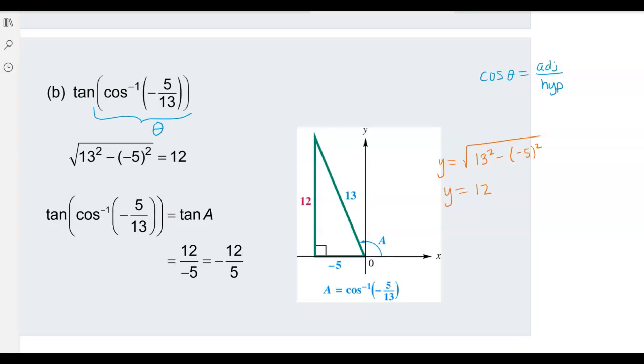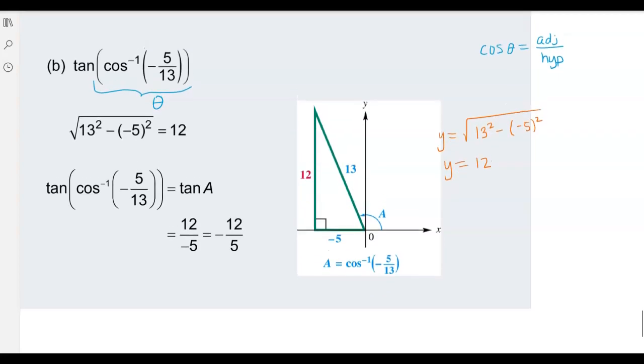So now that we know what the triangle relationship looked like, we don't need to know the exact angle, but we can say what is the tangent of this triangle that we've drawn. And the tangent is the opposite side, 12, over the adjacent side, -5. And so then we have our final answer here.